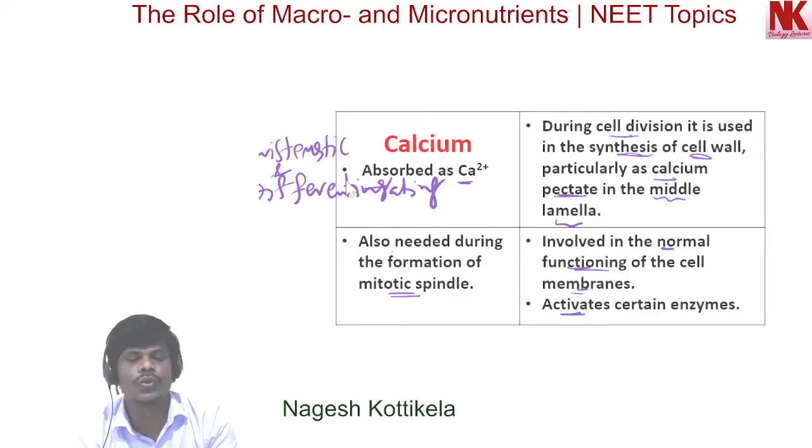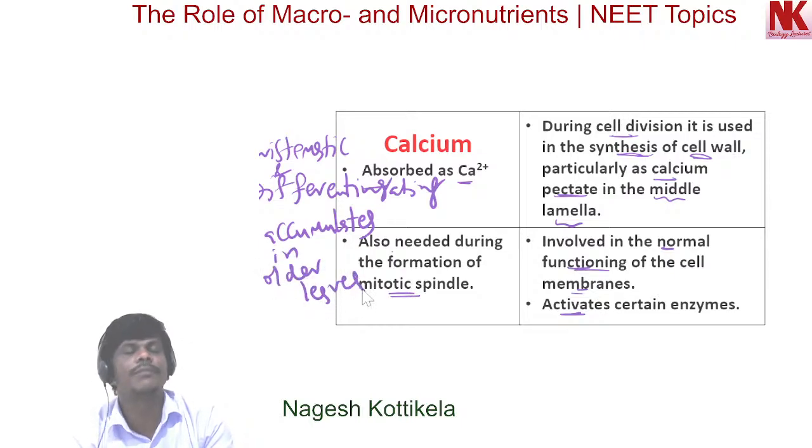One important aspect regarding calcium is that it accumulates in older leaves. Now these are the important aspects regarding calcium. During cell division, it is used in the synthesis of cell wall, particularly as calcium pectate. It is needed for the formation of mitotic spindle, and also it is involved in the normal functioning of the cell membrane and activity of certain enzymes.